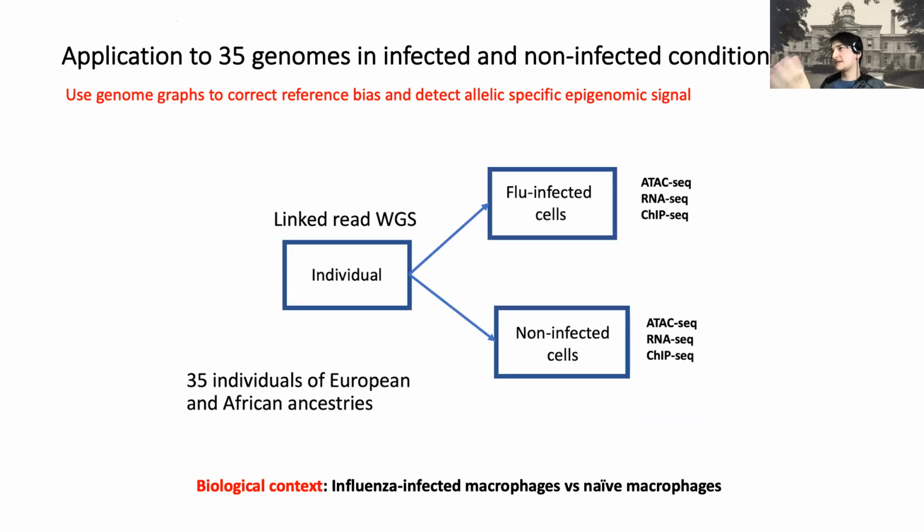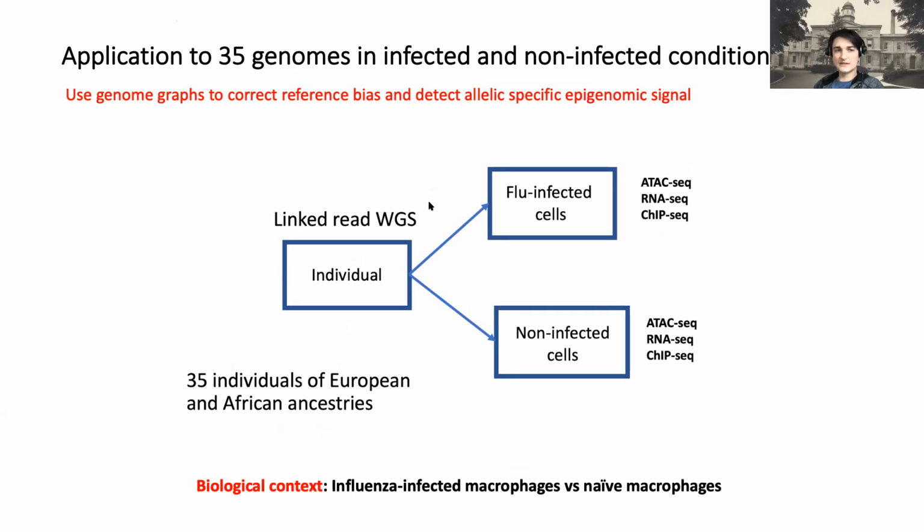So I tried to do just that, and by applying this the concept of the genome for 35 genomes, that were studied in two conditions, an influenza infected condition and a non-infected condition. So in this way, we have some biological context that we will use to make the data more interesting. And we will use this fact to identify some interesting causal variants, some expression QTLs later on.